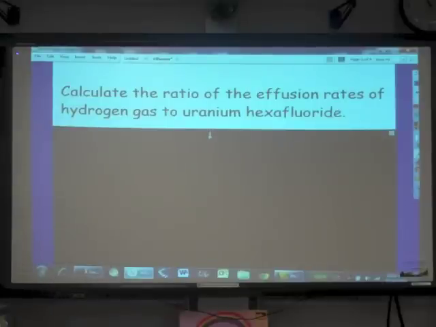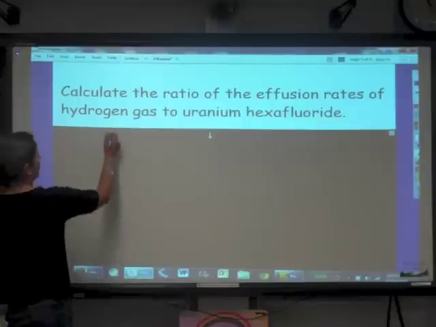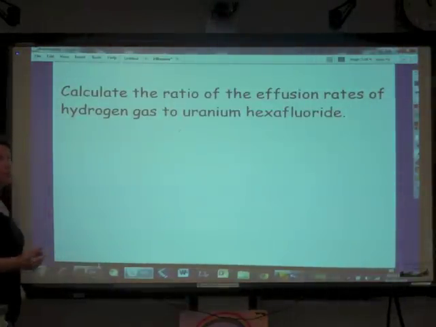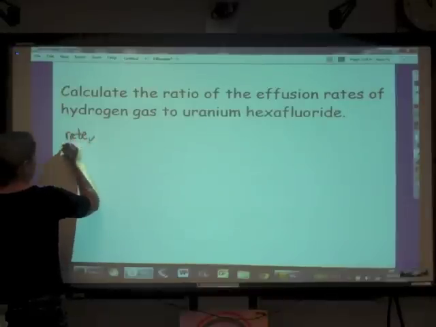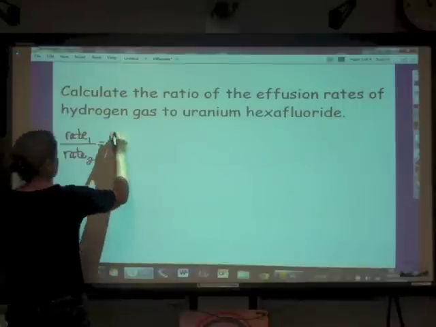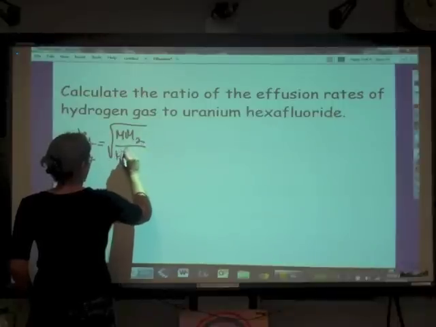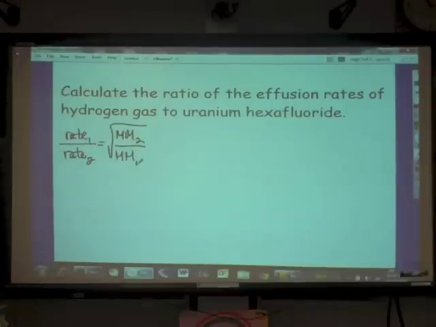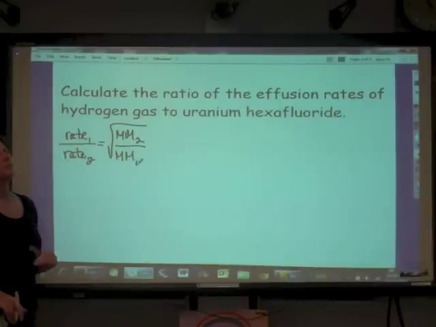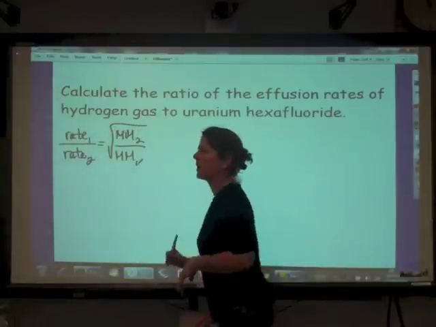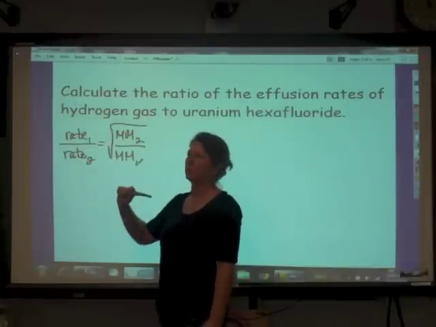All right, with any good law, we know that there are going to be some mathematical problems associated with them. So let's do some mathematical problems associated with Graham's law of effusion. The first thing we might see is: calculate the ratio of the effusion rates of hydrogen gas to uranium hexafluoride. The first thing we need is our mathematical formula: rate 1 over rate 2 is equal to the square root of the molar mass of 2 over the molar mass of 1. Because it makes it easier in the end to compare one to another, we're going to put our lower molar mass as 1 and our heavier molar mass as 2.